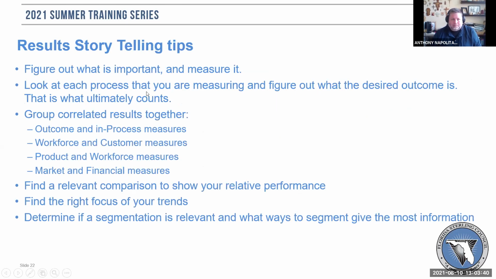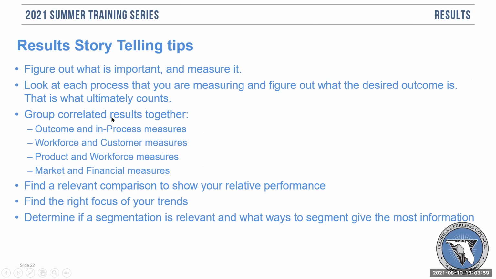So, results storytelling tips. I'm going to go through this quickly. Again, figure out what is important and measure it. Again, go back and look at what Gordon put out to help you with that. Look at each process that you're measuring and figure out what the desired outcome is. That's what ultimately counts as the outcomes.